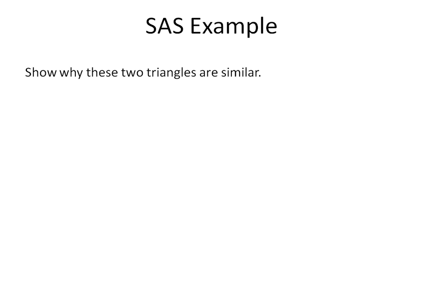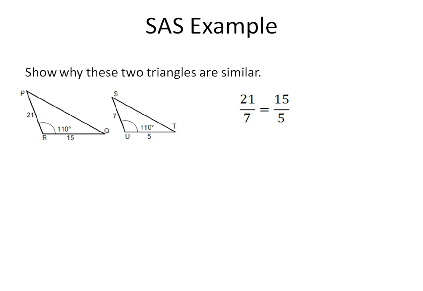Okay, for side-angle-side, they want us to show why these two triangles are similar. This time we have one angle that's marked 110 in both triangles, and we have the lengths of the sides that are on both sides of it. So if 21 is related to 7 the same way 15 is to 5, since that angle is the same between them, that will mean that these two are similar.